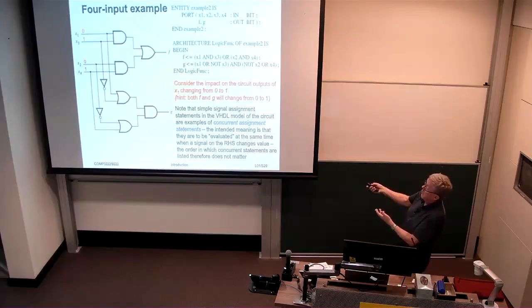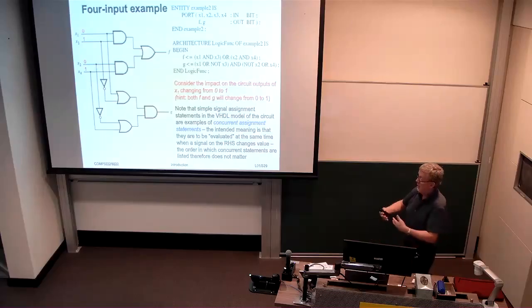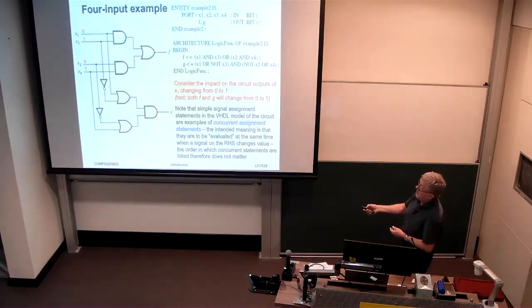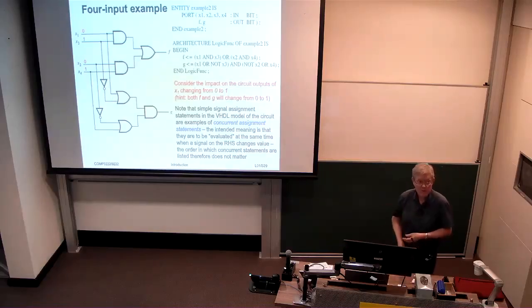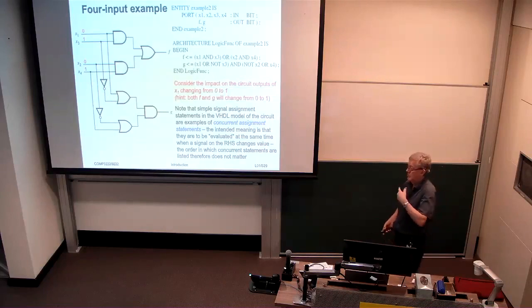All this is saying is that F and G are both combinational signals and they're going to be evaluated at the same time. So they have inputs coming at the same time. In this particular case, if paths that go through the NOT gates have to change, then that's going to take a little bit longer than paths that don't go through the NOT gates, for example. More on that later.